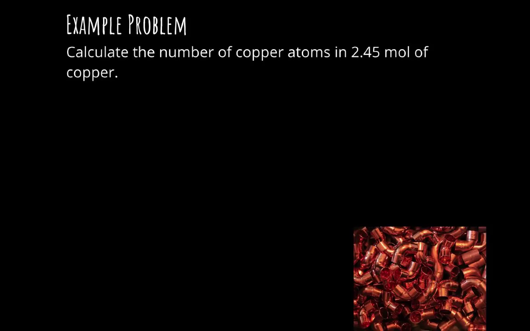Okay, so let's do a couple example problems here. It says calculate the number of copper atoms in 2.54 moles of copper. So you always are going to start with that number that's given in the problem. So 2.45 moles of Cu. And we want to go from moles to atoms.